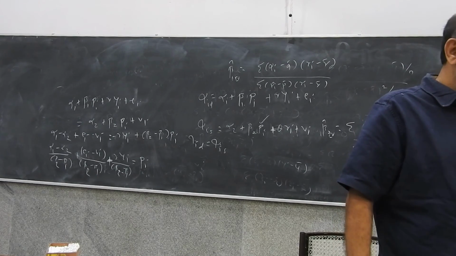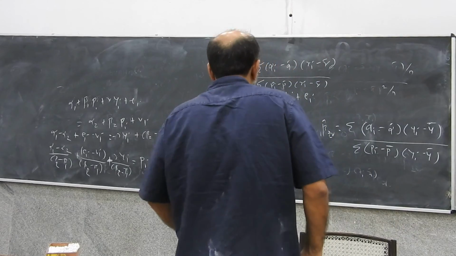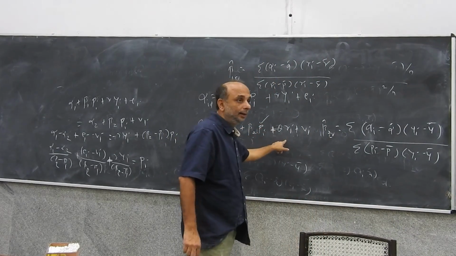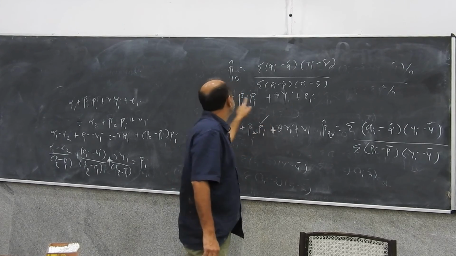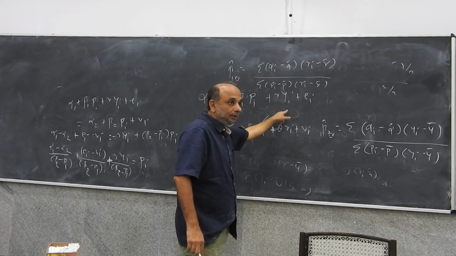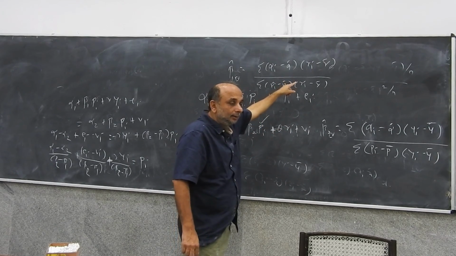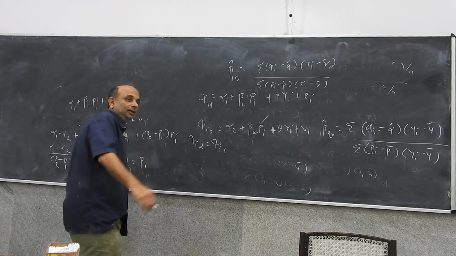So beta hat 1 IV shows covariance of Q and R over covariance of y and z. So what is z? Z is R. So covariance of rain and quantity, over covariance of price and rain.